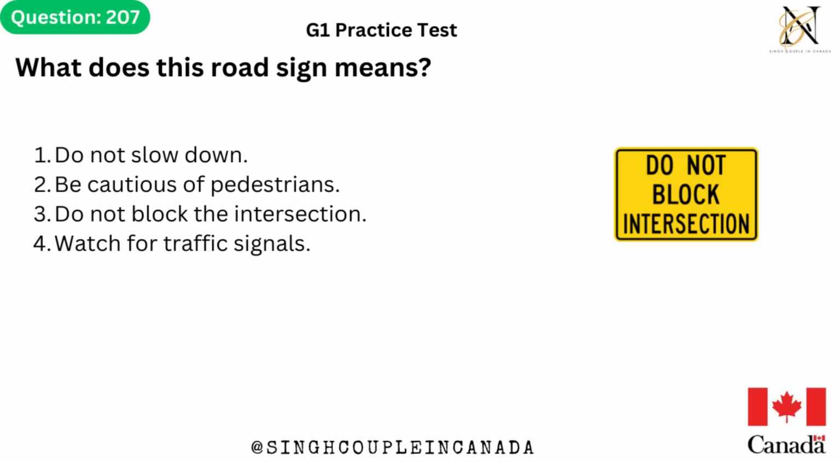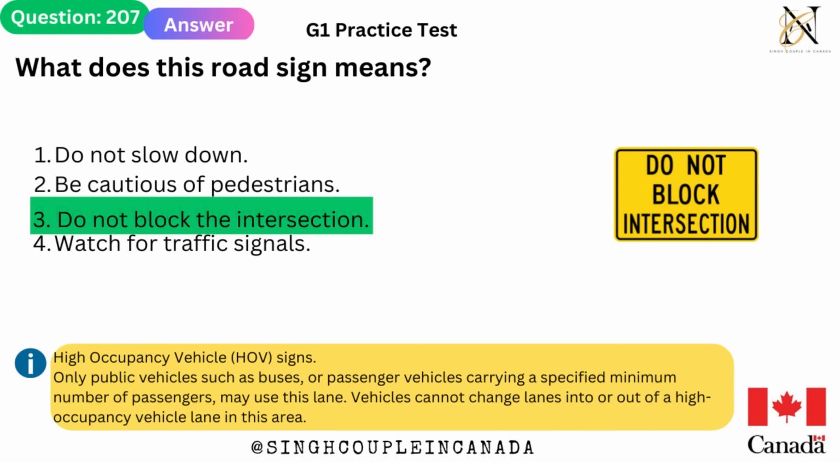What does this road sign mean? 1. Do not slow down. 2. Be cautious of pedestrians. 3. Do not block the intersection. 4. Watch for traffic signals. The answer is 3. Do not block the intersection.